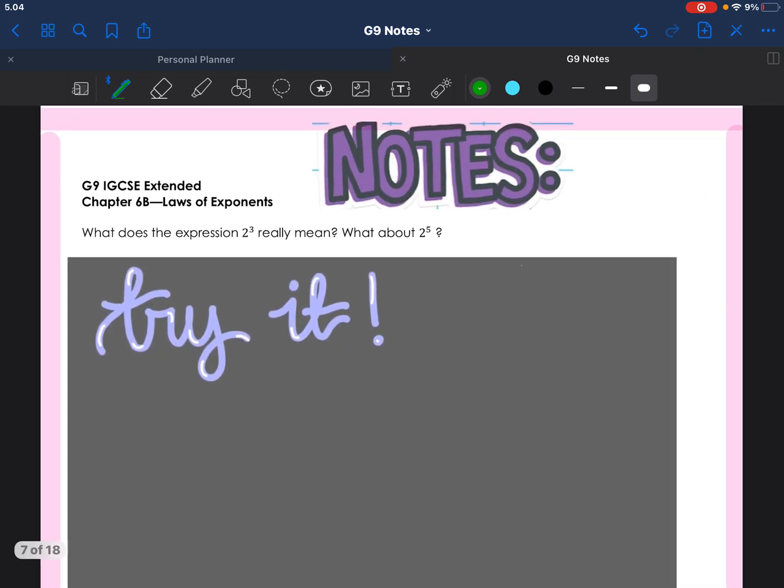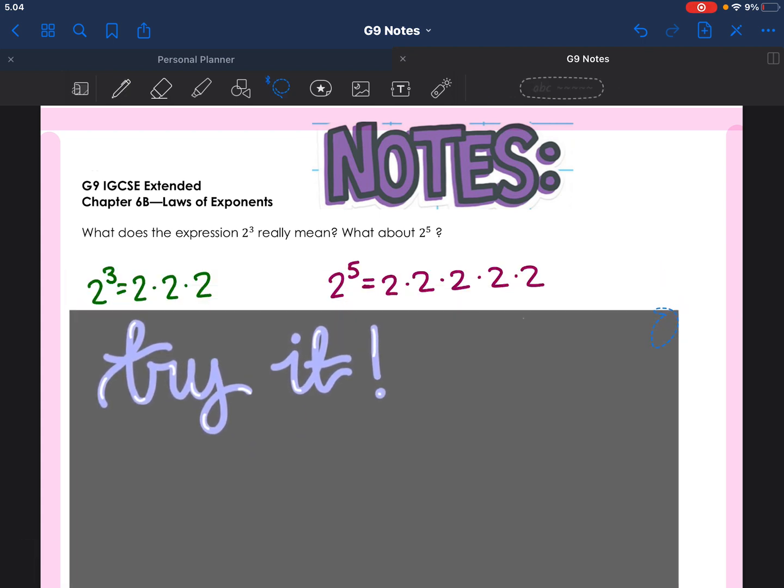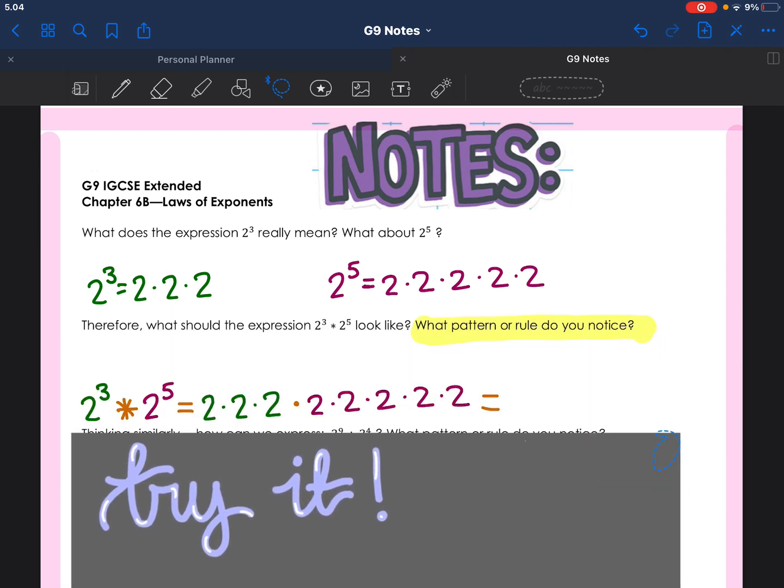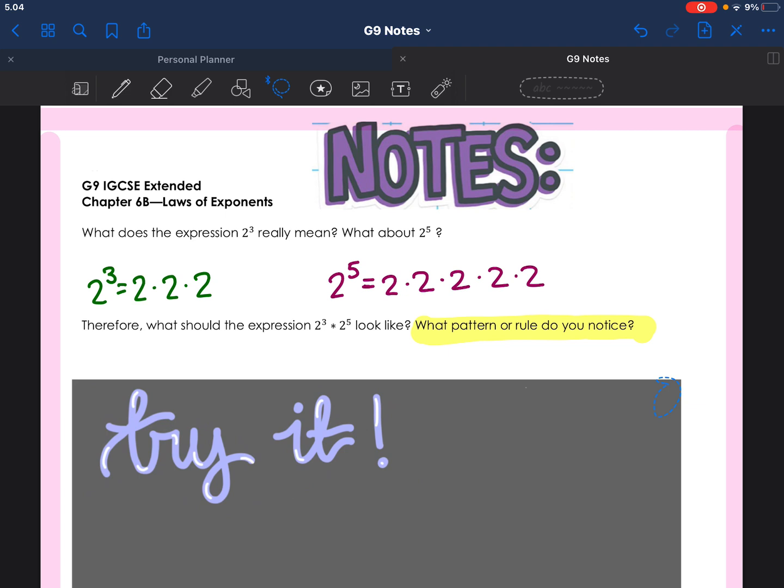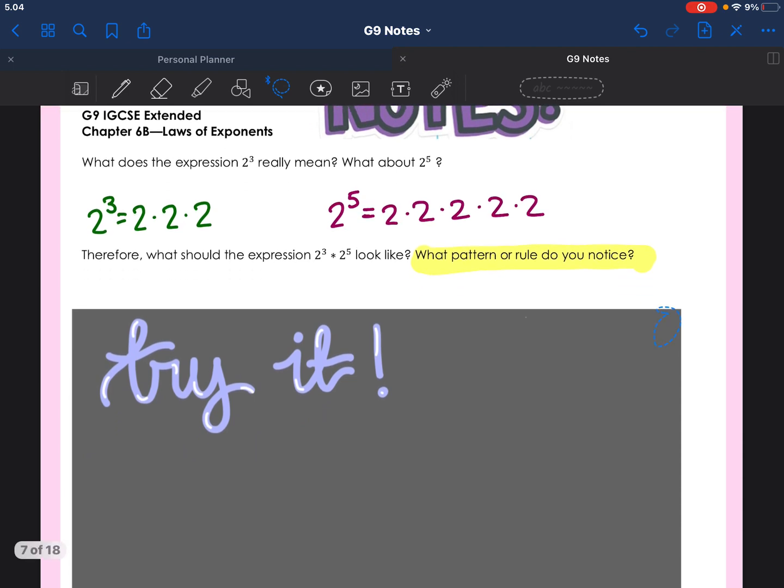Laws of exponents. And again, this is a review, so that's why we're moving really fast. So what does the expression 2 to the power of 3 really mean? What about 2 to the power of 5? You guys know this already. So 2 to the power of 3 means 2 is multiplied by itself 3 times. So 2 to the power of 5 is 2 multiplied by itself 5 times. So what do you guys think? Do you remember? If we multiply 2 to the power of 3 times 2 to the power of 5, what would it be? And is there a pattern?